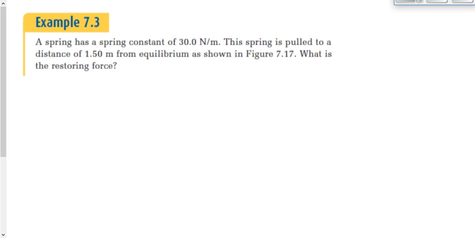Okay, let's take a look at example 7.3. There's no page number on this, but it is page 354. So it says the spring has a spring constant of 30 newtons per meter. The spring is pulled to a distance of 1.5 meters from its equilibrium position. So this is its natural position, the position that it would be in if I just put the spring on a desk and let it be. It's pulled 1.5 meters from that natural position. So it's stretched 1.5 meters.